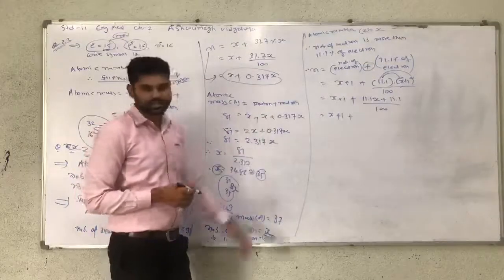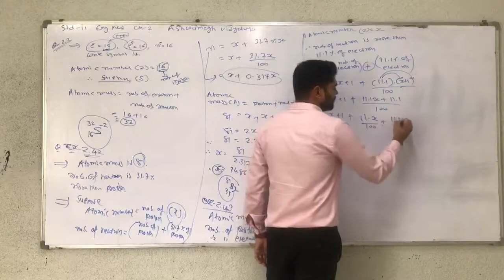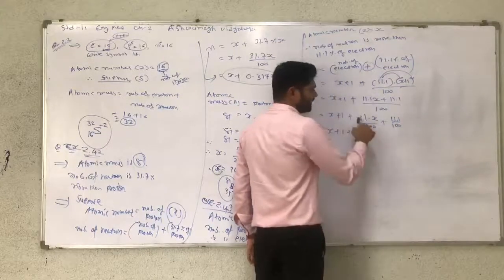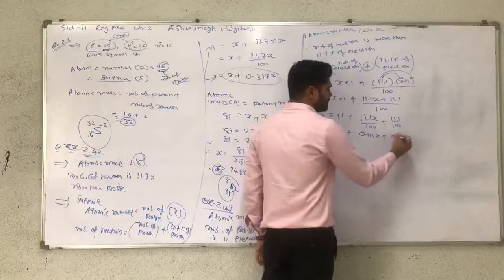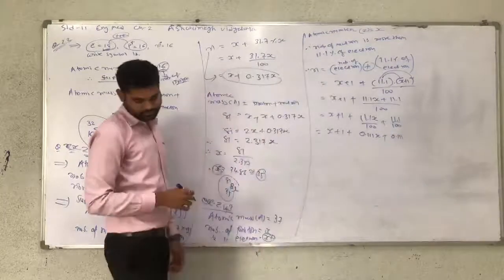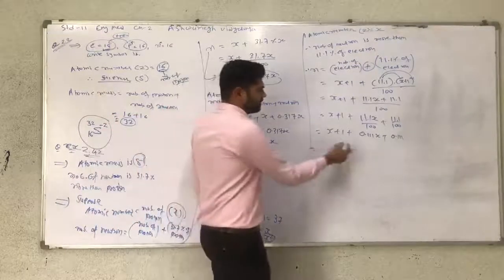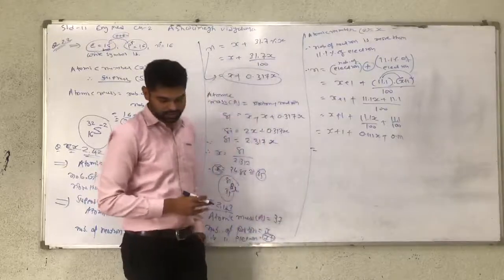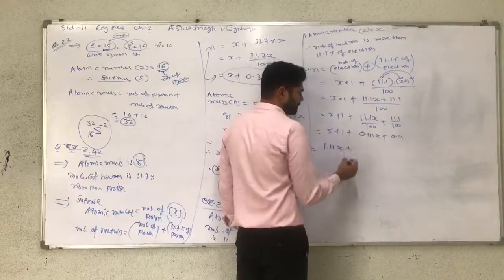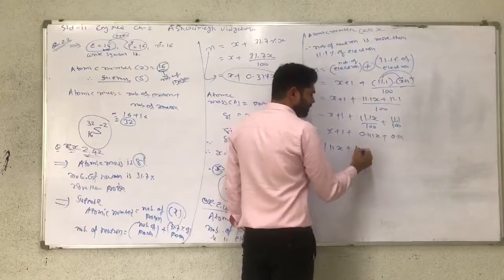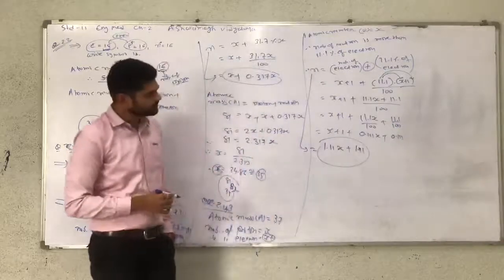So x plus 1 plus 0.111x plus 0.111. Now add these two terms: x plus 0.111x gives 1.111x, and 1 plus 0.111 gives 1.111. So the number of neutrons is equal to 1.111x plus 1.111.